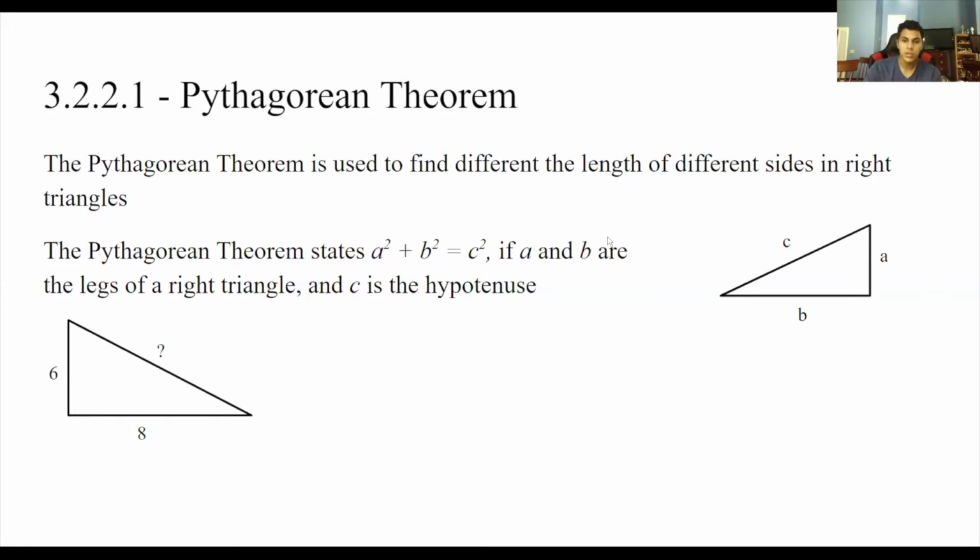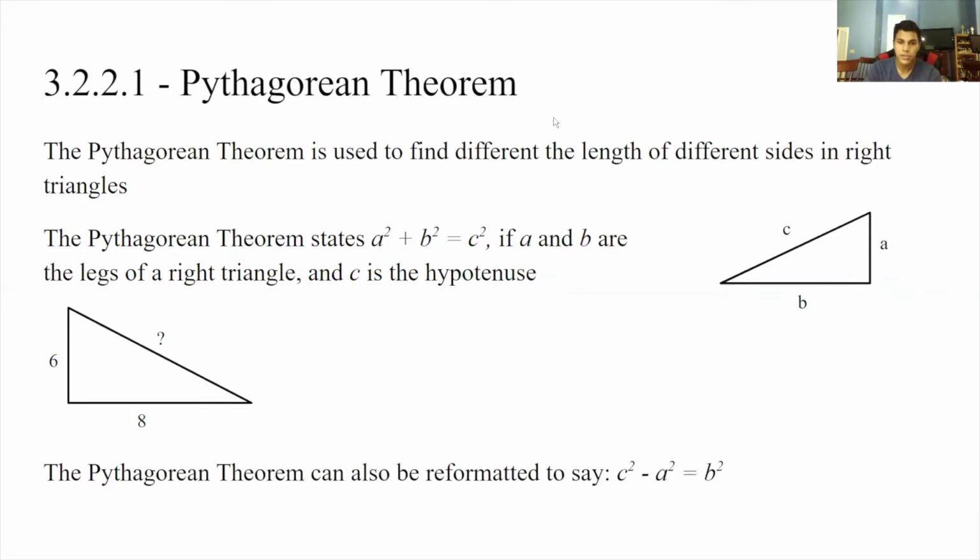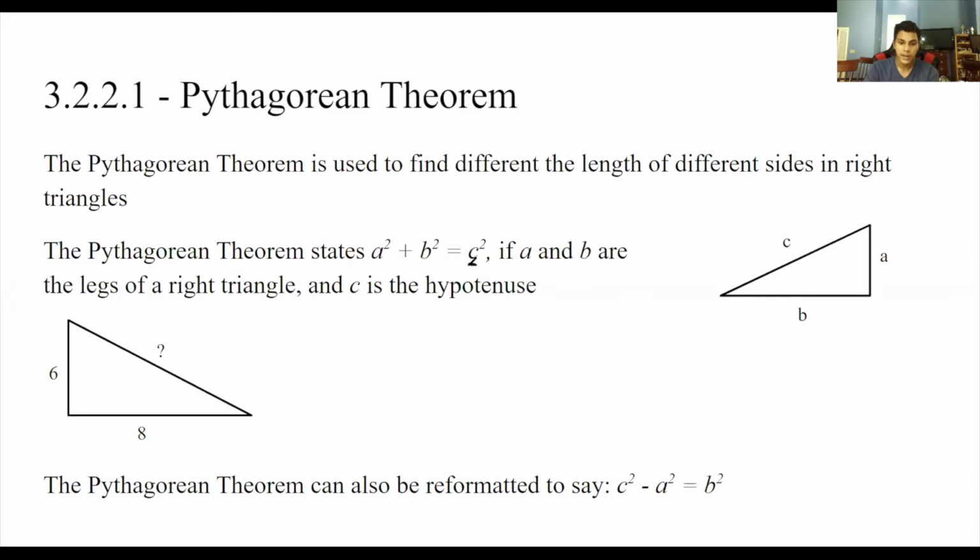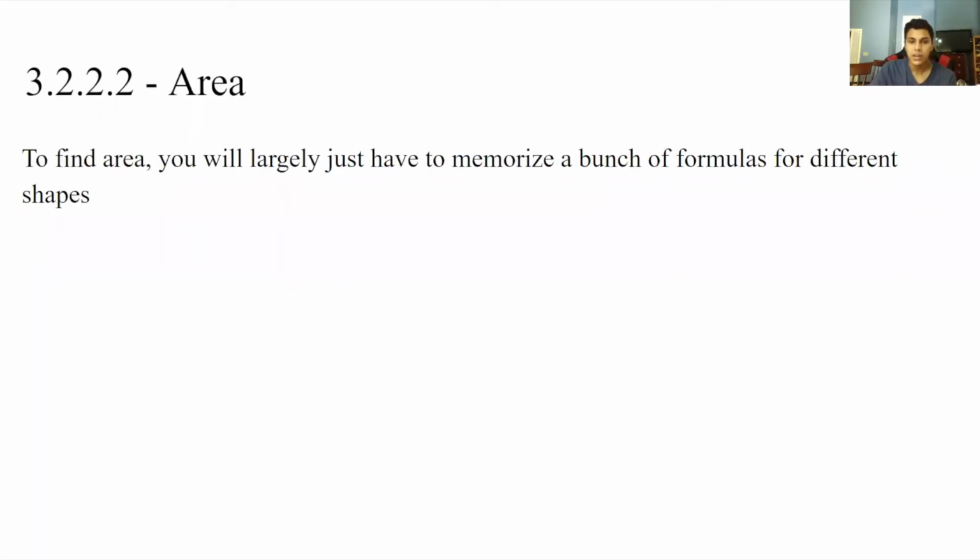And then one other thing about the Pythagorean theorem is it can also be reformatted to find the length of a side. Right now it's formatted so it's a squared plus b squared equals c squared, where c squared is the value that you're solving for. It can be reformatted to say c squared, or the hypotenuse squared, minus a squared, or the value of one of the legs squared, will equal b squared, or the value of the other leg squared. And using this formula, which is the same one as this, just edited slightly, you can solve for the value of a leg.